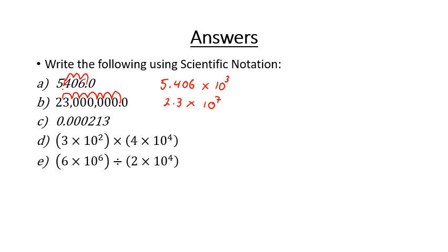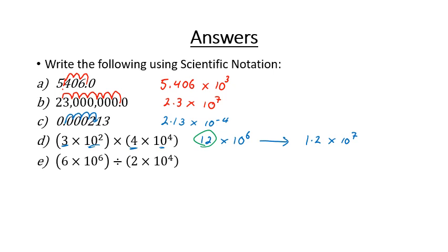In the next example, I've moved it 4 spots. This becomes 2.13 times 10 to the minus 4 because I've moved it right. In this example, I need to multiply the 3 and the 4. That gives me 12. And now I multiply 10 squared and 10 to the power 4, which is 10 to the power of 6. I can't have 12, because it's not between 1 and 10. This now becomes 1.2 times 10 to the power of 7.